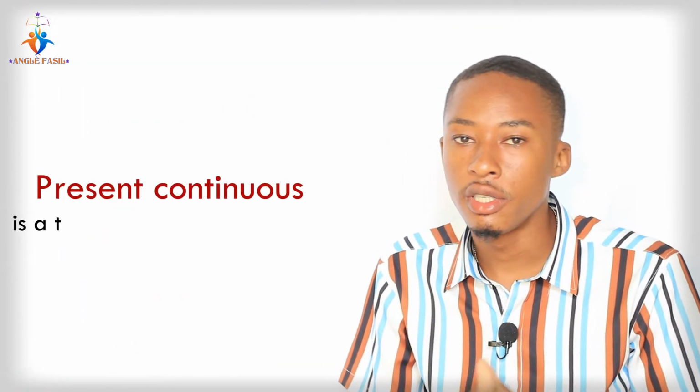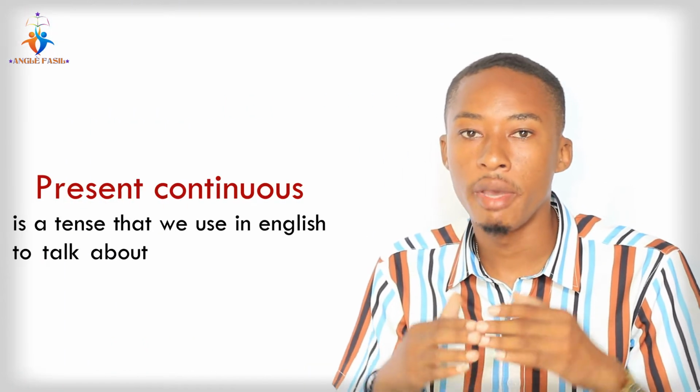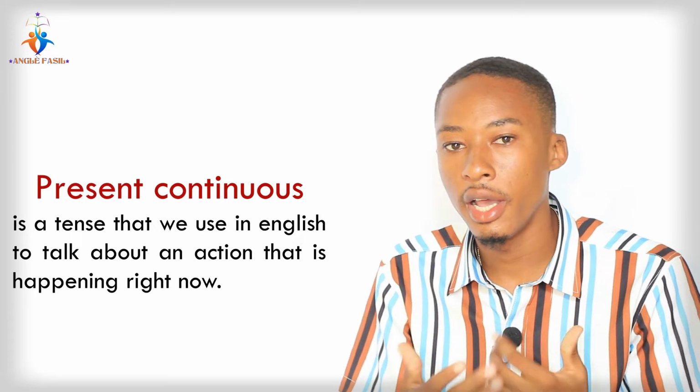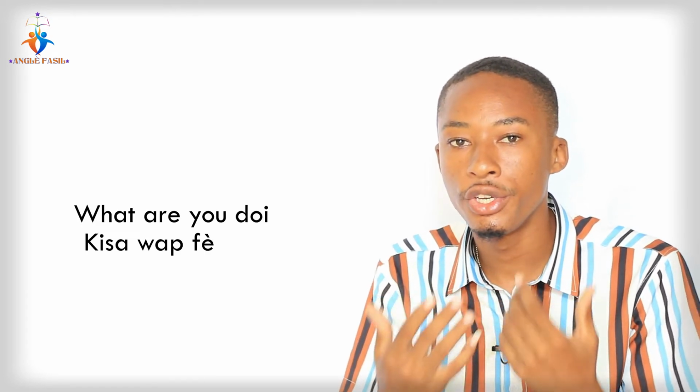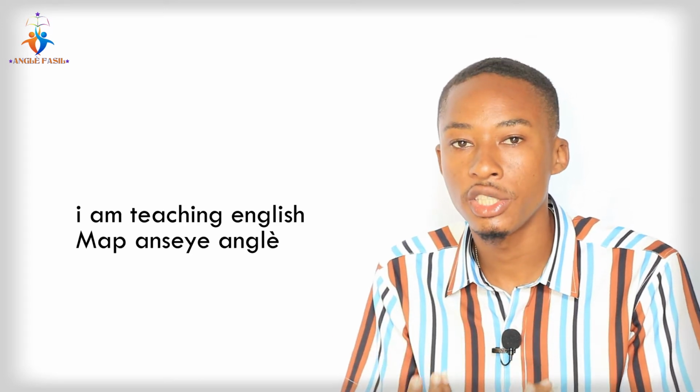Present continuous is a tense that we use in English to talk about an action that is happening right now. For example, while I'm teaching this lesson, imagine that somebody calls me and asks me, "What are you doing?" I can reply by saying that I am teaching English. Because this is an action that I am doing right now, I use the present continuous to talk about the action I am doing right now.